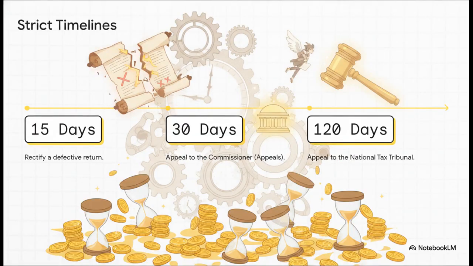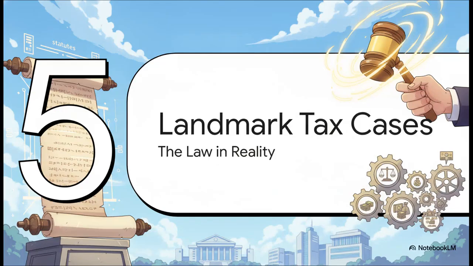And remember, this whole thing runs on compounding, incredibly rigid deadlines. You have just 15 days to rectify a defective return. Boom. If you get a demand notice, you generally have 30 days to file an appeal with the commissioner. Boom. If you're escalating a decision to the National Tax Tribunal, you have exactly 120 days. The pacing is absolutely relentless. Missing any of these statutory dates doesn't just delay your case, it can permanently cost you your legal right to appeal entirely.